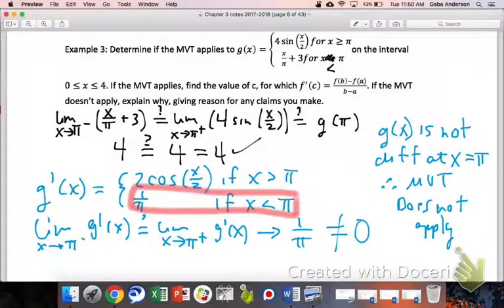Nick, go ahead. So differentiability matters for MVT, but does not matter for intermediate value here. That is correct. That is correct.